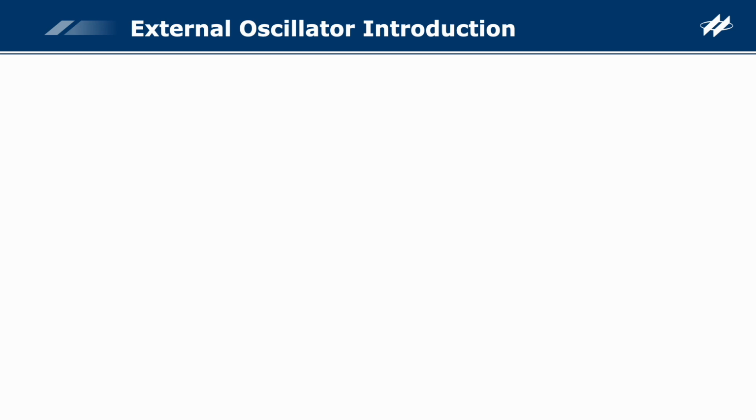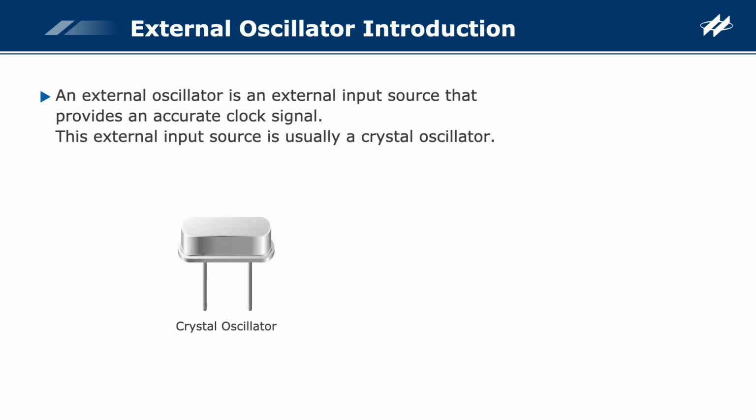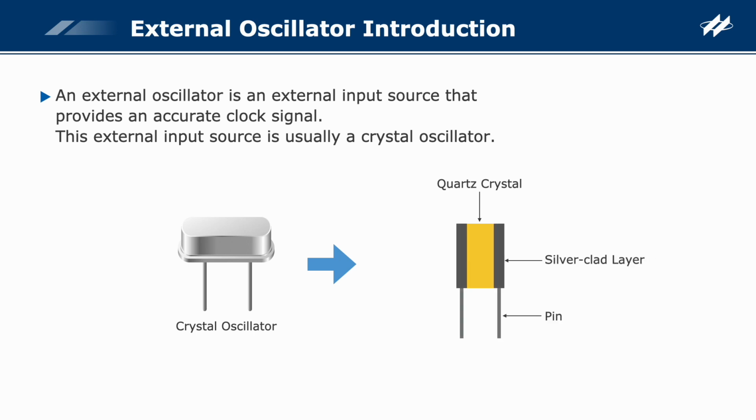What is an external oscillator? An external oscillator is an external input source that provides an accurate clock signal, which is usually a crystal oscillator. So what is a crystal oscillator? The crystal oscillator is usually made of a quartz crystal, which is first precisely cut into thin slices, then plated with electrodes and soldered with pins, and finally added with a shell to form a complete quartz crystal oscillator. There are also those made of ceramic, called ceramic crystal oscillators.